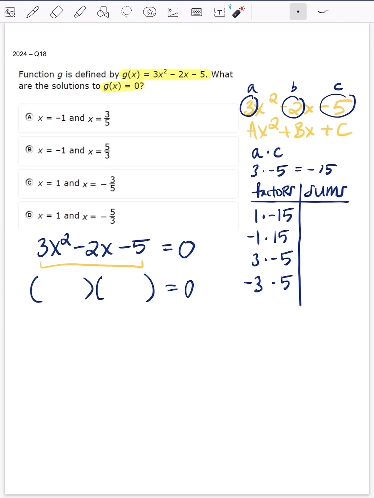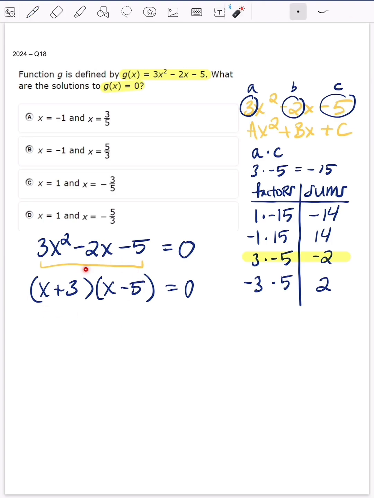So for example, 1 plus -15 is going to give me -14. I'm going to do that for each row of the table. Now I see that my b term is -2 and I have a -2 here. That means that this row of the table is going to be used to make my answer. One factor is 3 and my other factor is -5. So x plus 3, x minus 5.